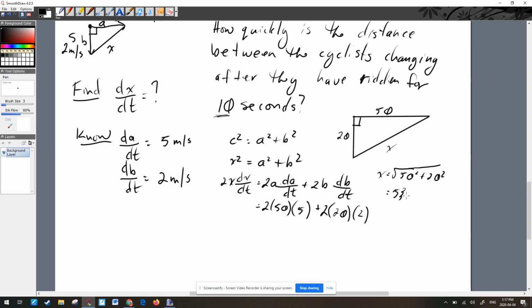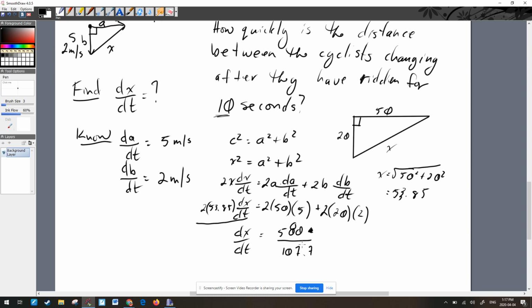So I can go back here and say that's my x value, 53.85, times dx by dt. To solve, we drop it all in: 2 times 50 is 100, times 5 is 500, plus 2 times 20 times 2 is 80, so let's make this 580. Then I'm going to divide both sides by 53.85, which gives 107.7 dx by dt.